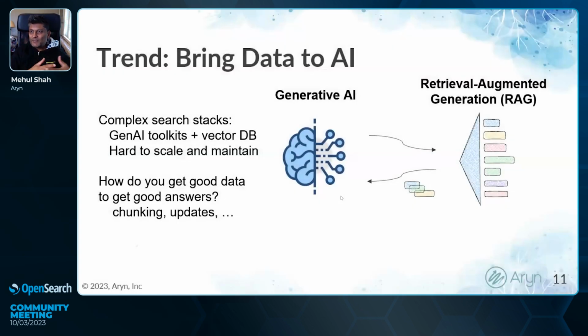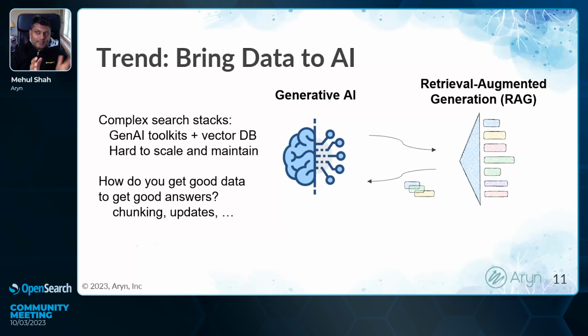So the other approach that people are trying to take is retrieval augmented generation. Here they're putting together their own complex search stacks using Gen AI toolkits and vector databases. Unfortunately, these things are in their infancy, but the idea is to retrieve the appropriate chunks of your documents, present them to the AI model, and then have the AI model answer the questions that you're looking for.